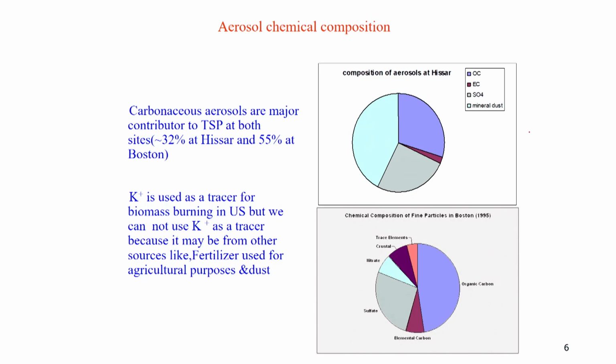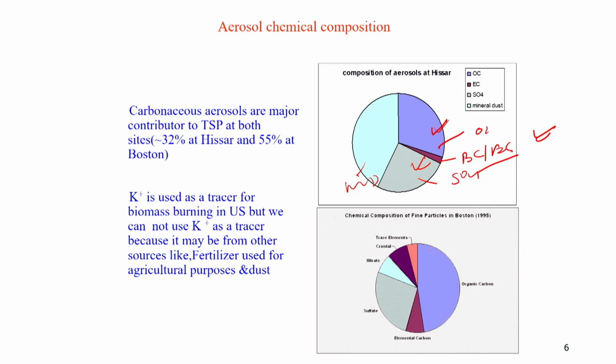Typically, how they contribute and how much they contribute, you see here: organic carbon, and this is black carbon or elemental carbon. Don't be confused here, I will discuss these things in detail again. Then you see sulfate here, and the remaining you see mineral dust. So in urban areas it is mostly dominated by carbonaceous aerosols and then sulfate. You see these two contributing almost 60%, right?